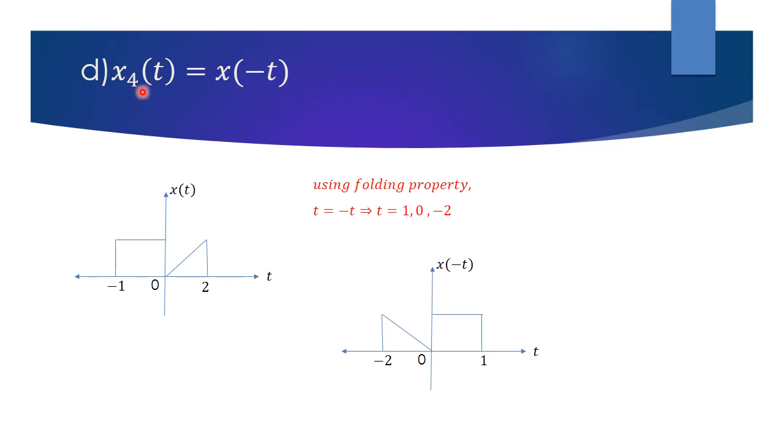The next problem is x4 of t is equal to x of minus t. So using the folding property, t is replaced by minus t. So here the t values are minus 1, 0, 2. So we have to replace them by negative values. So minus 1 is replaced by plus 1, then 0, 0 only, 2 becomes minus 2. So you will be getting the graph like this. Just a mirror image of x of t.